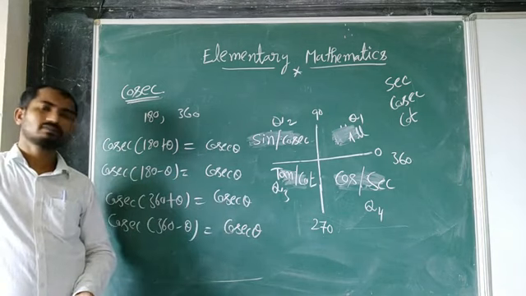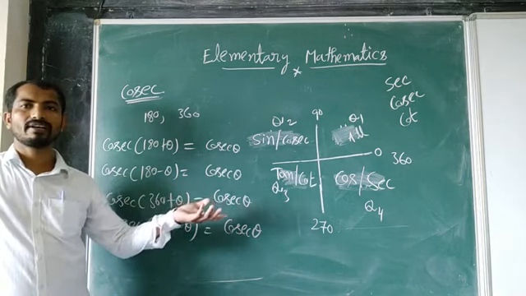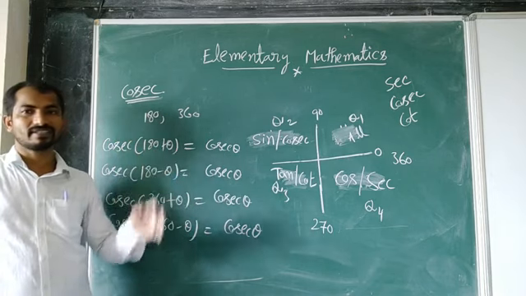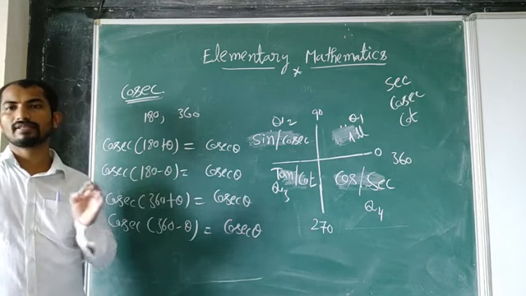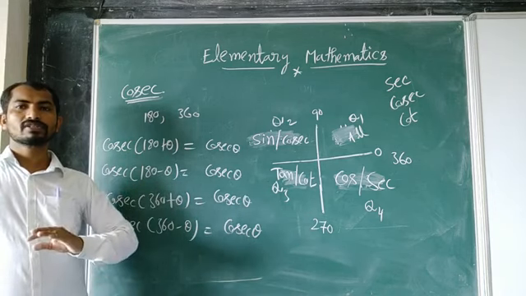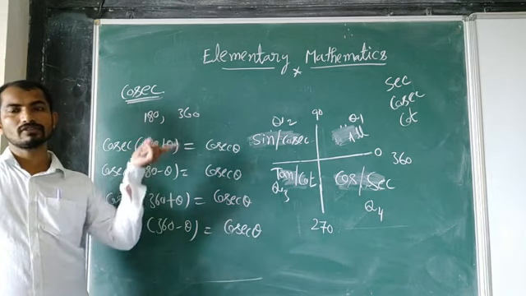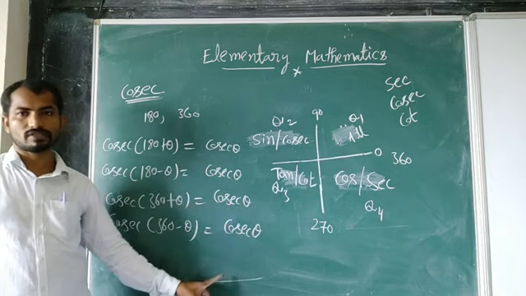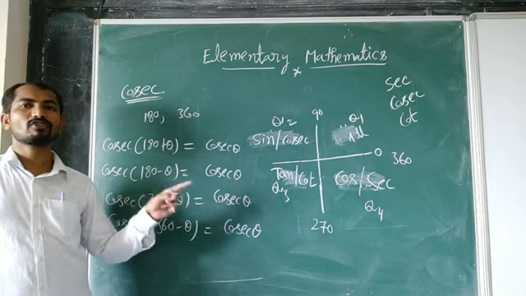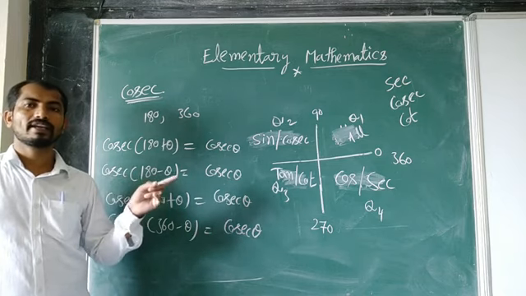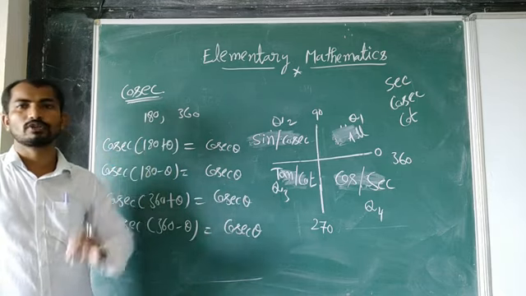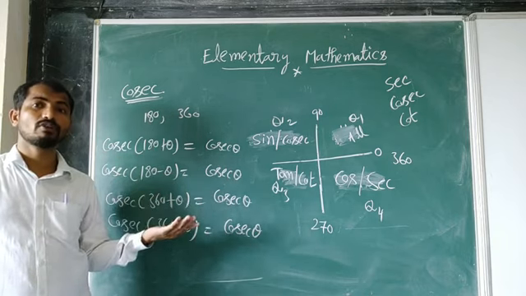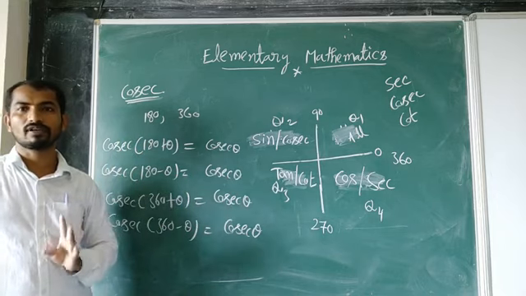Then what you have to see is the sign convention, whether to write plus or minus. It depends on the quadrant and on the base function. What is our base function? Cosec. And what are the angles? 180 and 360. The base function is given as cosec, so the answer will also come in terms of cosec only. That's why in all the answers you can see cosec. The rule is that when the angles are 180 and 360, we have to see what the base function is. If the base function is cosec, then the answer will also be cosec. Clear?